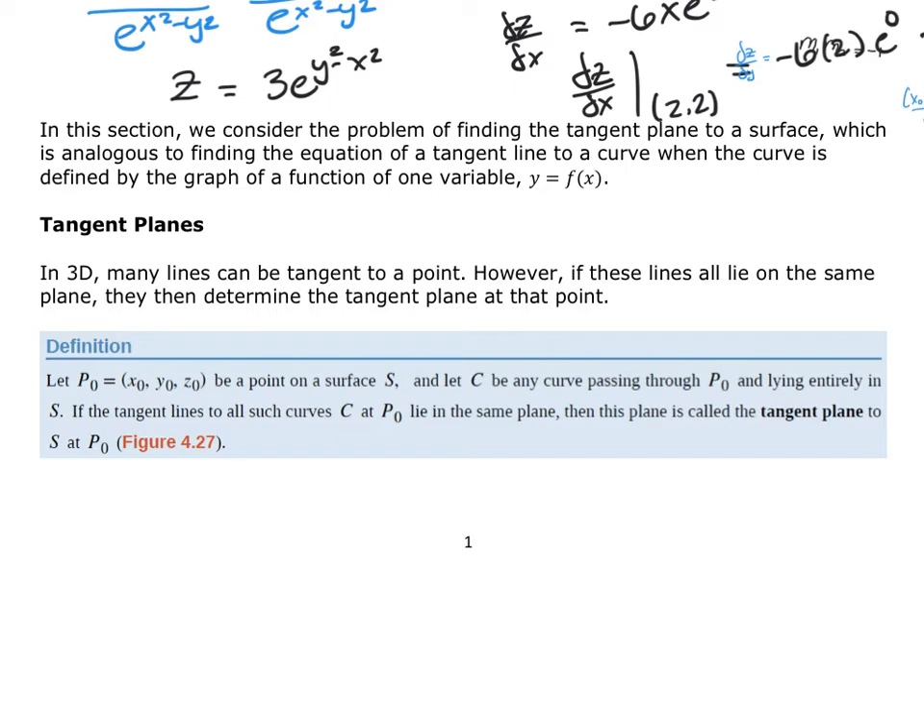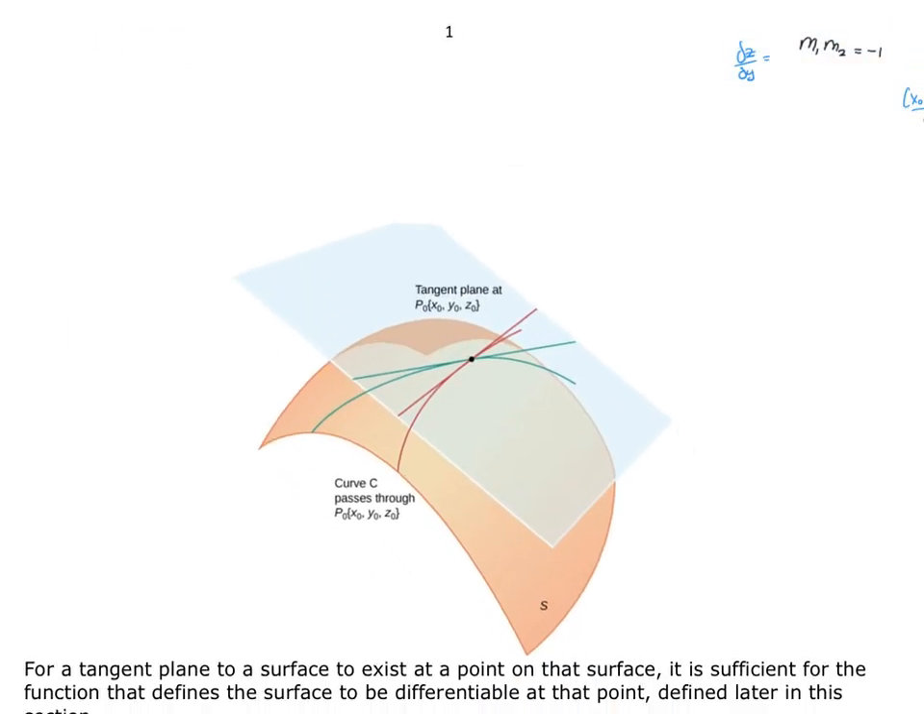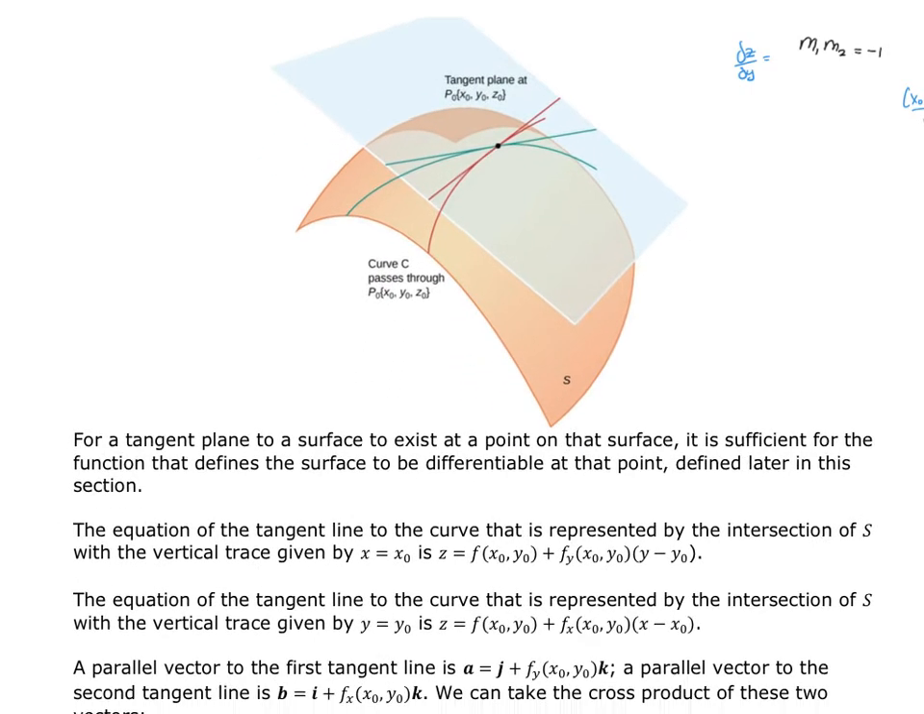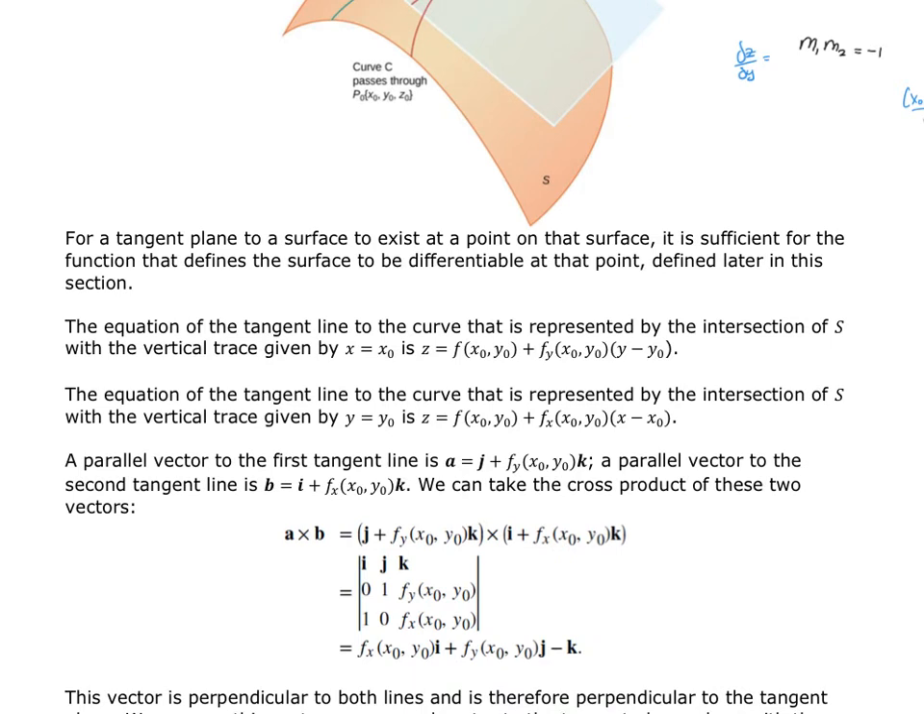If the tangent lines to the curves C at P naught lie in the same plane, then this is called the tangent plane to C at P naught. So this is what we're talking about. We have this tangent plane that's going to go through this point. It's going to pass through this curve C, and here's our surface S. For the tangent plane to a surface to exist, it is sufficient for the function that defines the surface to be differentiable at that point. We're going to explain what differentiability is later in this video, so just hang out.